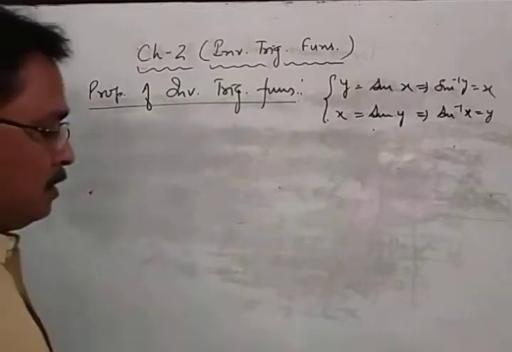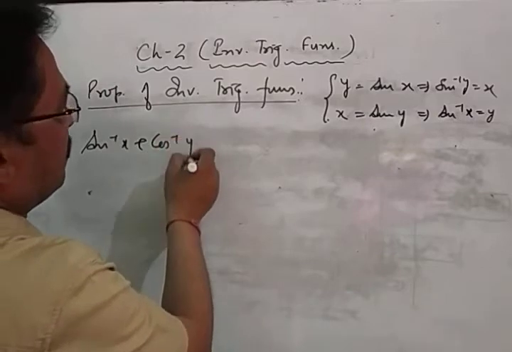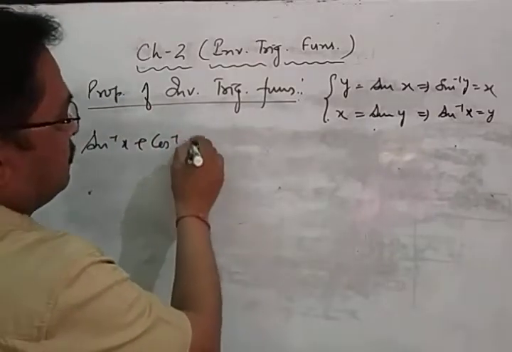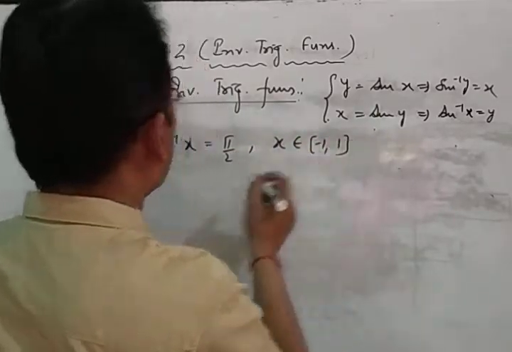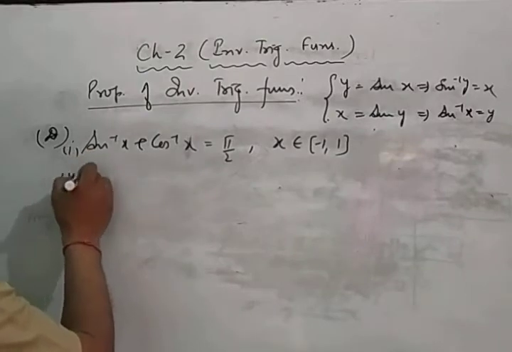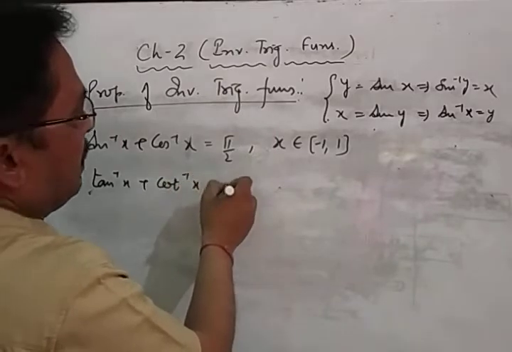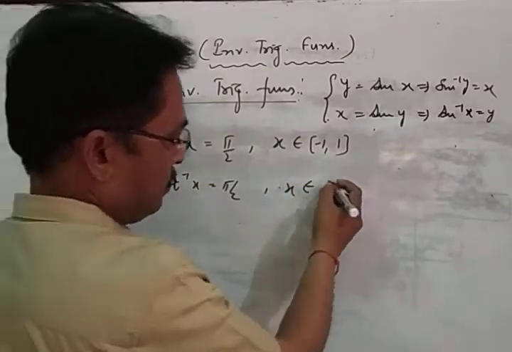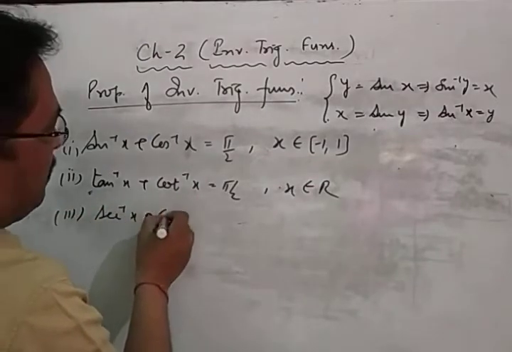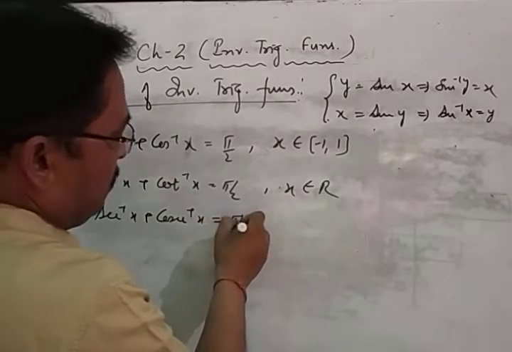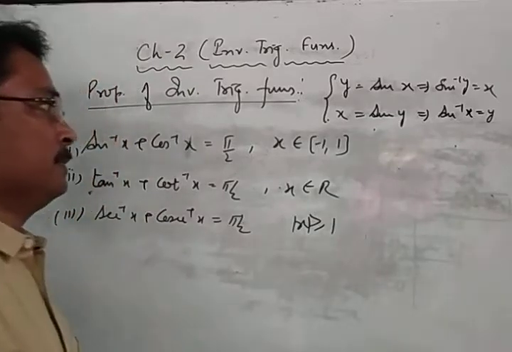Sine inverse of x plus cos inverse of x is equal to pi by 2 when x belongs to the closed interval minus 1, 1. Second, tan inverse x plus cot inverse x is equal to pi by 2 when x belongs to R. Third, sec inverse x plus cosec inverse x is equal to pi by 2 when mod x is greater than or equal to 1. Clear?